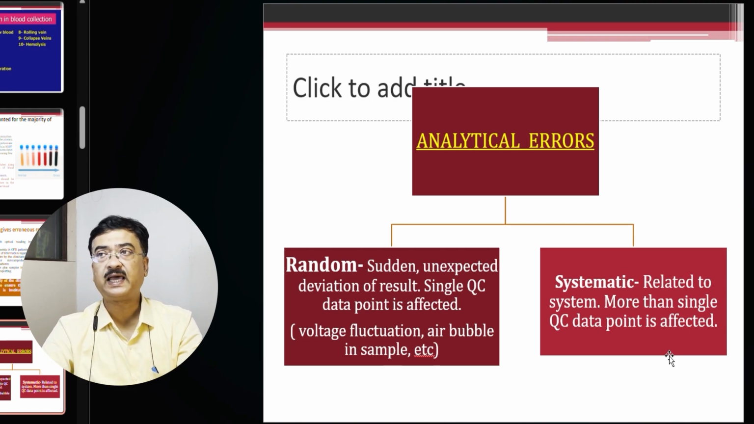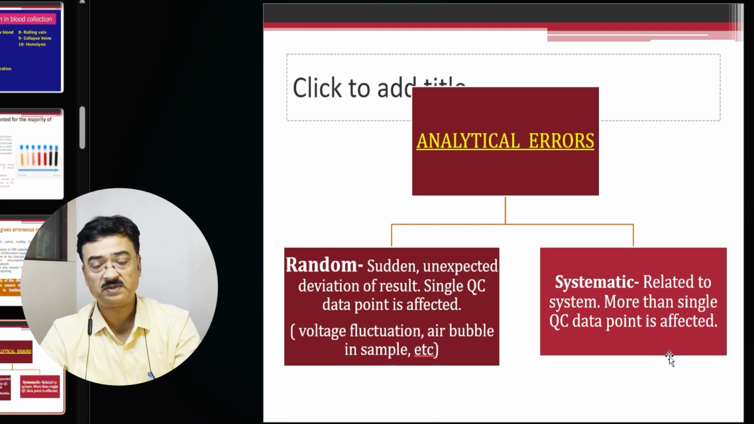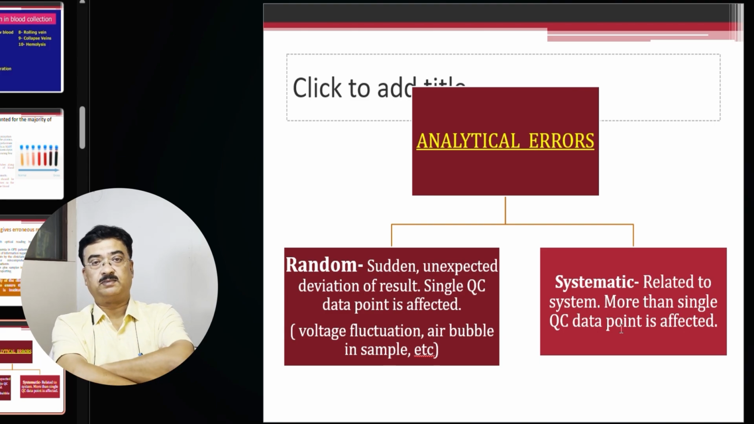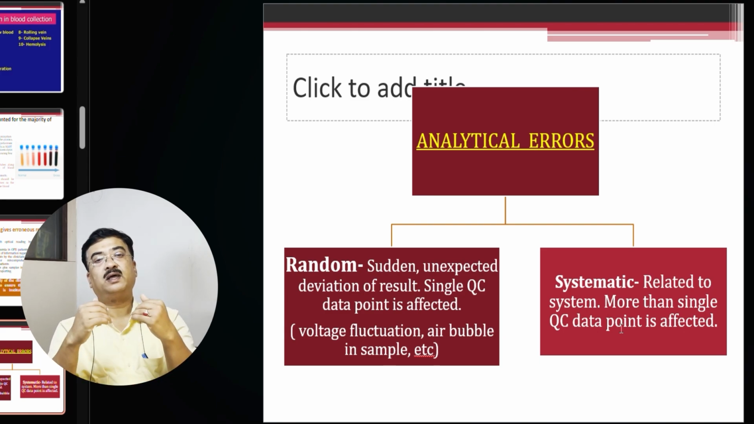Now we come to the analytical error. That error happens during the analytical phase, that means during the assay period, when the test is done by the instruments or by manual testing. There are two kinds of error: one is random error and one is systemic error. So what is called a random error?